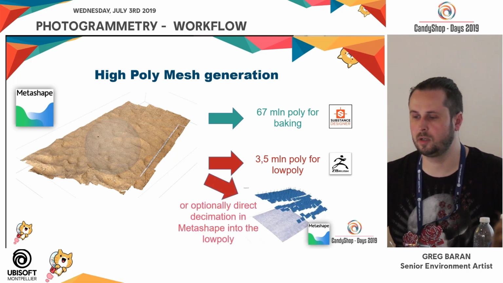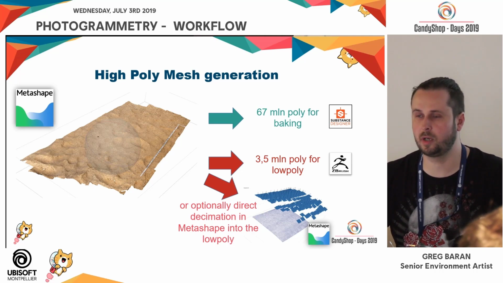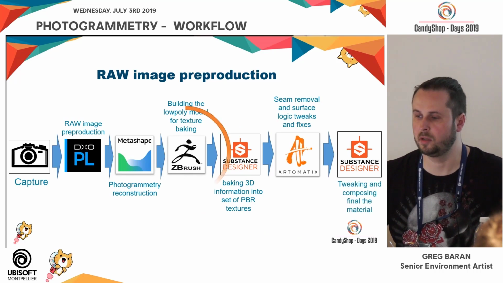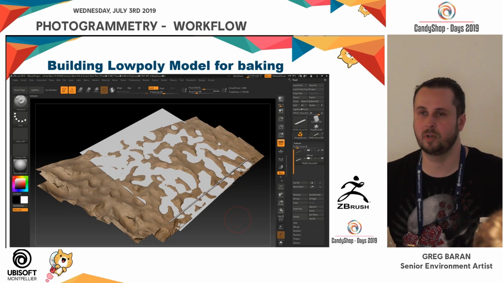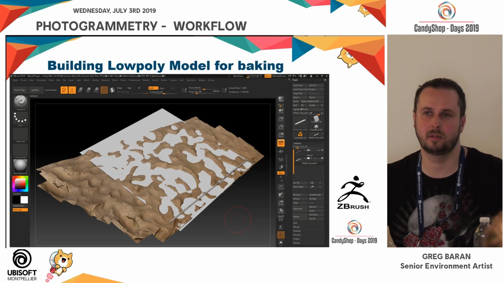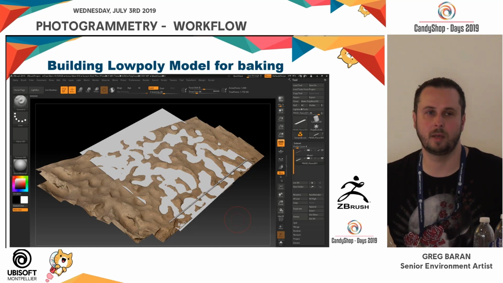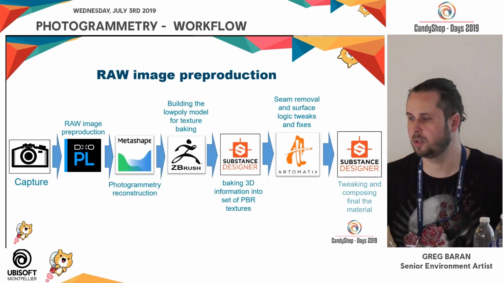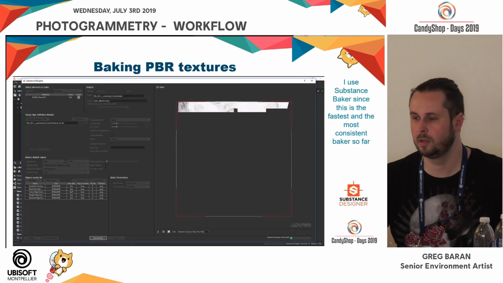Or optionally, if I have full coverage, I can decimate it directly in Metashape and use it as Lowpoly, if it's a simple surface. The next step is to create the Lowpoly Model. I make it simply by creating a plane for baking, and in ZBrush I position that plane to align with the high poly model. It takes about 10 seconds, and I usually UV map it in ZBrush. When it's done, I use this plane for baking. And as I said, I'm baking in Substance Designer.